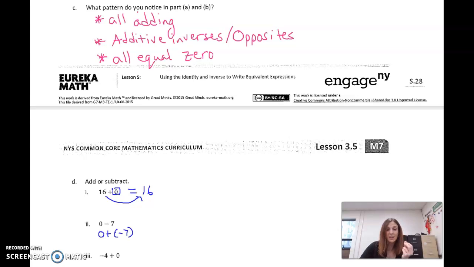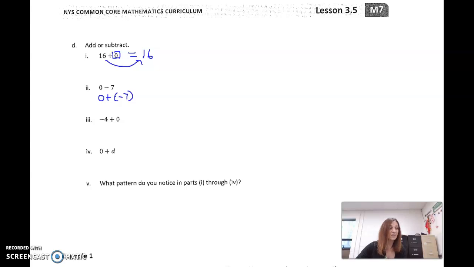Don't just make it a plus sign. 0 minus 7 is not the same thing as 0 plus 7. It's the same thing as 0 plus a negative 7, though. And again, if I add 0 to negative 7, nothing's changing. It's staying negative 7. Negative 4 plus 0, guess what happens when I add 0 to negative 4?